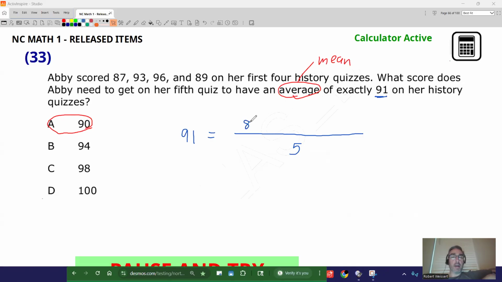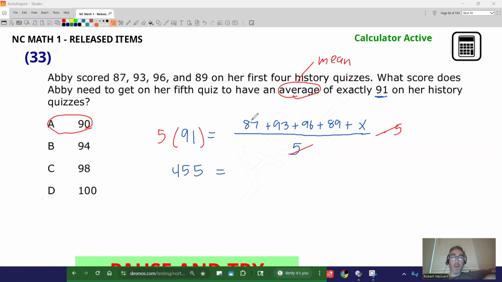And so I'll have 87 plus 93 plus 96 plus 89. And then I'm going to say plus some number. So I'll just call it X. And if you solve that equation for X, you should get 90. So let's do that real quick. 91 times 5, multiply 5 on both sides. That'll cancel that out. 90 times 5 is 450, so this should be 455.